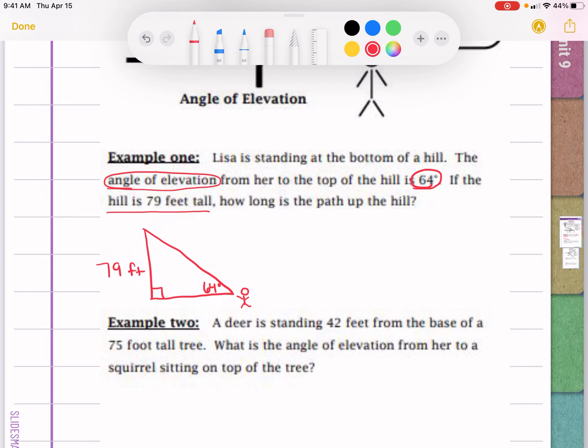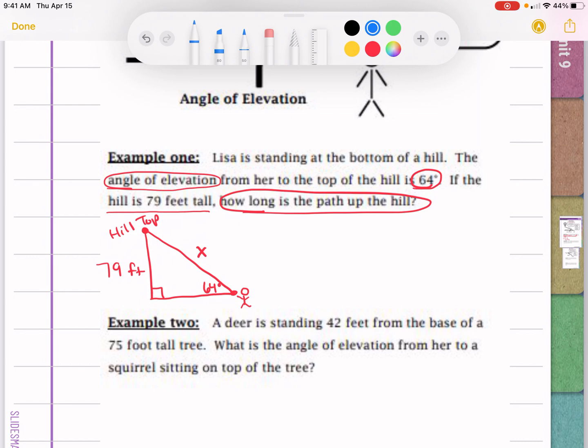And they want to know how long is the path up the hill. So this would be the top of the hill. And we basically want to know how far it would be for her to climb up that hill. So whatever you don't know, your unknown, that's where you put an X. So I would put an X here. Now that I have my picture set up, I'm ready to solve my problem.